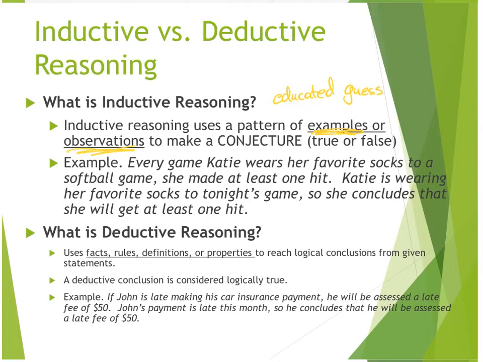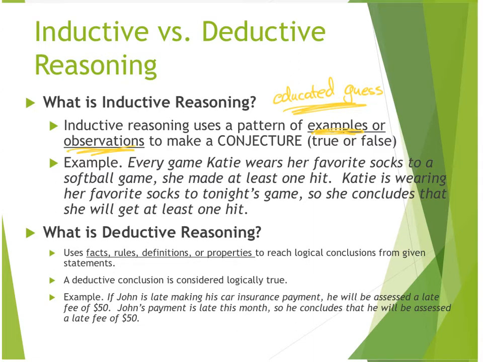So in this example, you have the classic lucky socks from any athlete. So Katie wears her favorite pair of socks to the softball game, she makes a hit. Next game, she's wearing her favorite socks, so she thinks that she'll get a hit because of this pattern that has been established. Inductive reasoning is used in a lot of things. We use it a ton in our life, but it is always an educated guess because it's only based off of patterns. All right, there really is no hard and fast rule or law behind the lucky pair of socks. It's just a pattern that you have observed.